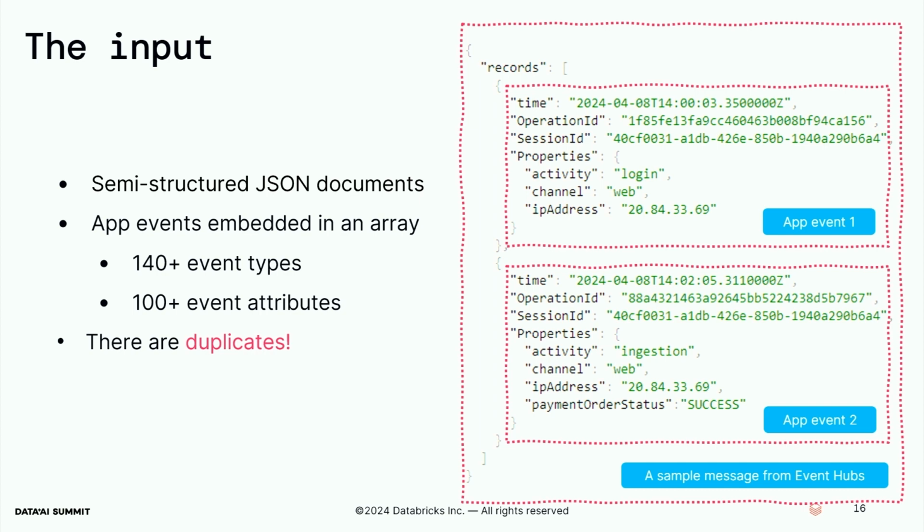And here's a catch. The same telemetry may be delivered from Application Insights to the Event Hubs more than once for technical reasons. But we only want to report them once. In other words, we have duplicates to deal with in the source.